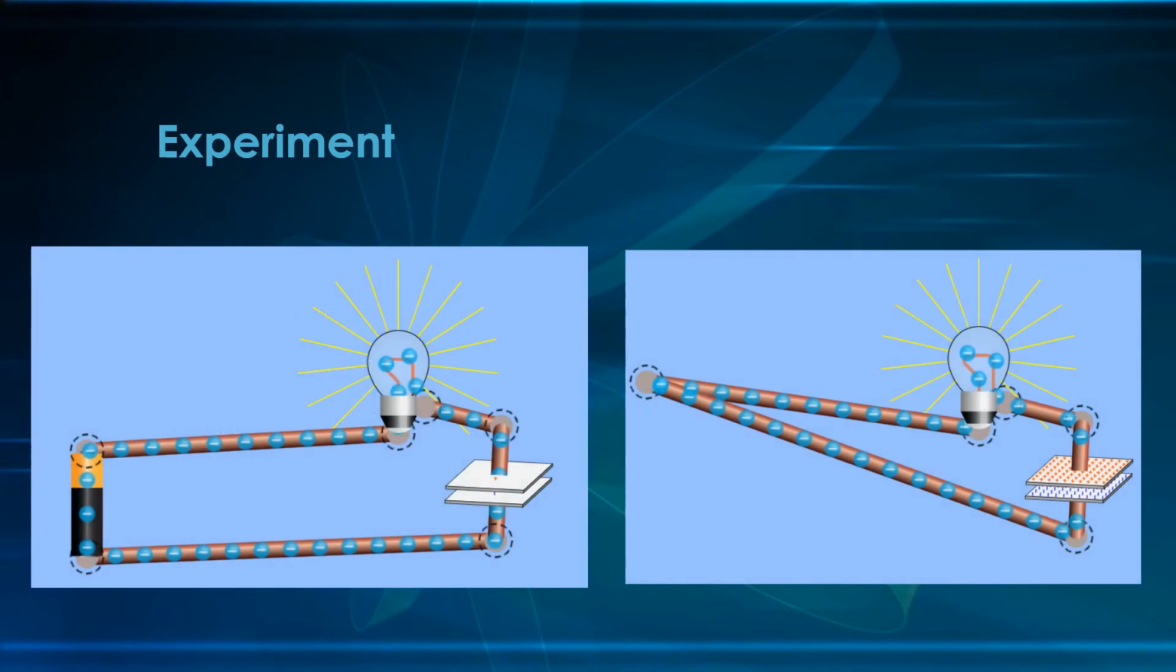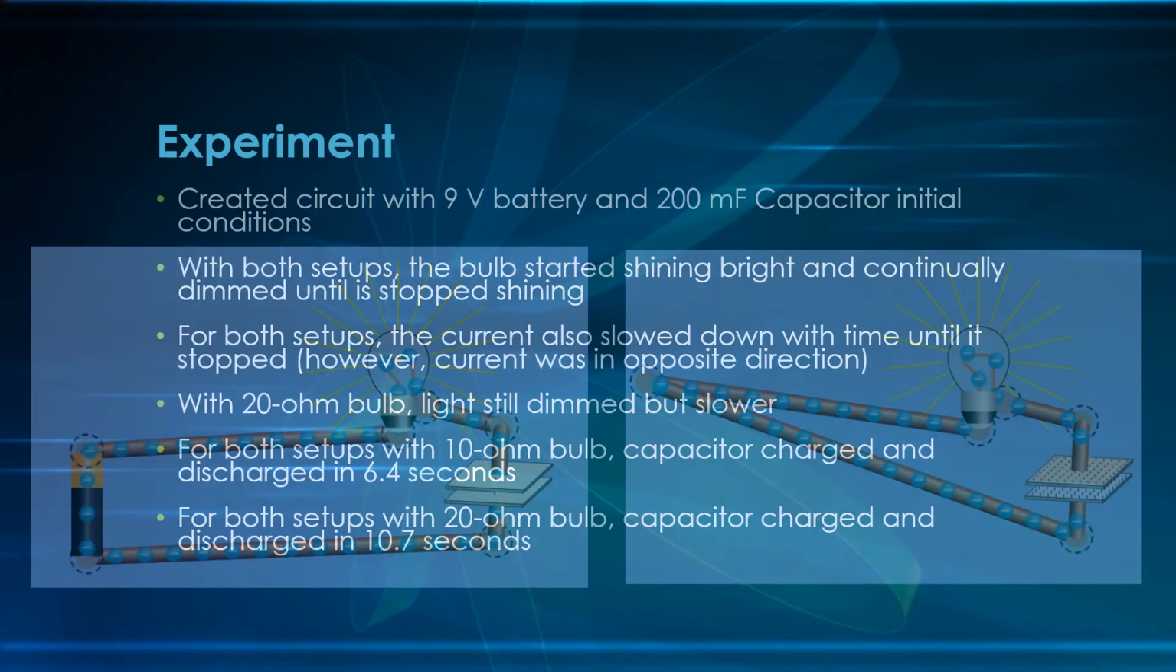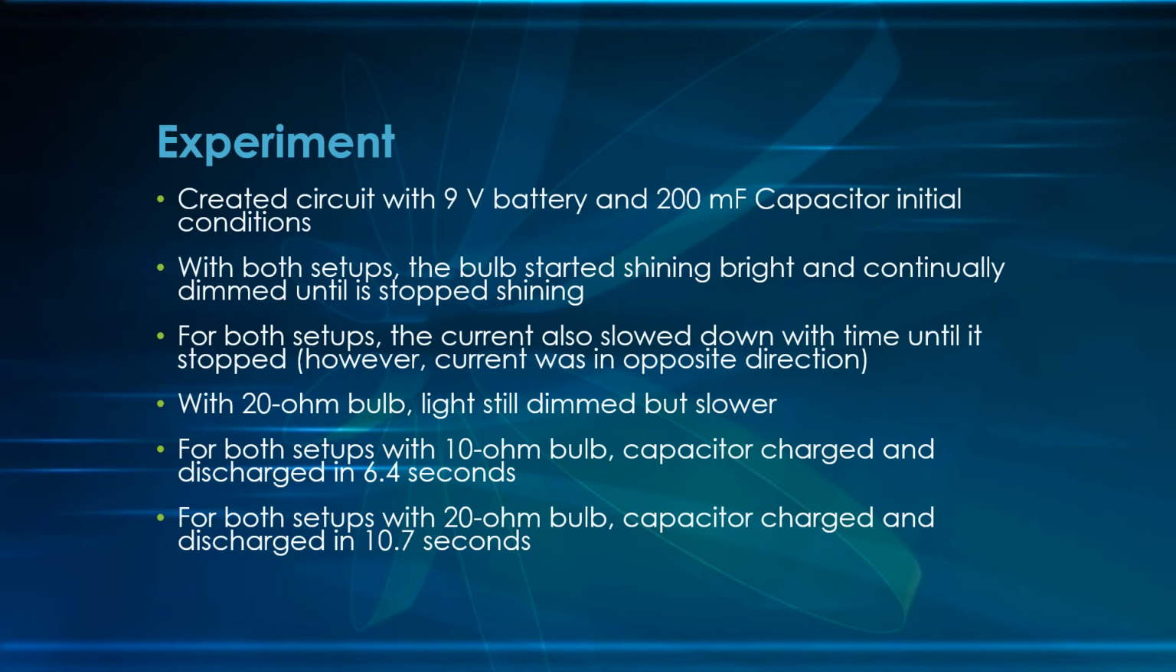For the rest of the experiment, I used these two circuits shown, which have the initial conditions of a 9-volt battery and a 200 mF capacitor. For both setups, the bulb started shining and continually dimmed until it stopped shining. As well, the current slowed down for both setups until it stopped. However, the current moved in opposite directions for the two circuits.